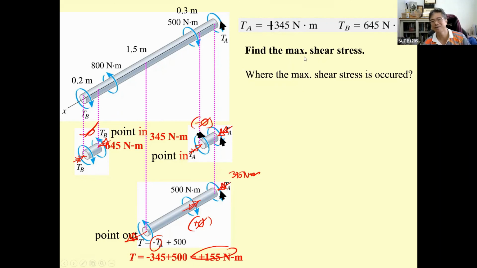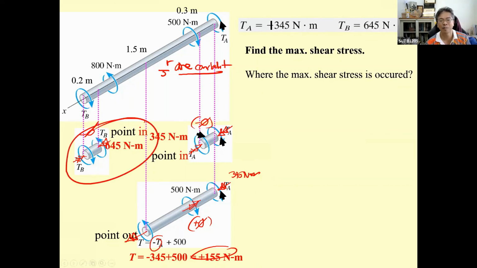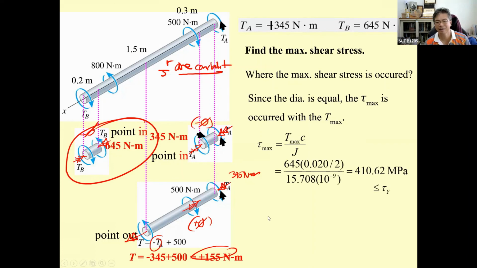The problem asks us to determine the maximum shear stress. Which one is going to produce it? Since J and R are constant, the same R and J, the maximum torque will govern. The tau max is going to occur on this portion, and tau max is 645 times R over J. That is 410.62 megapascal, which is supposed to be less than the allowable stress.